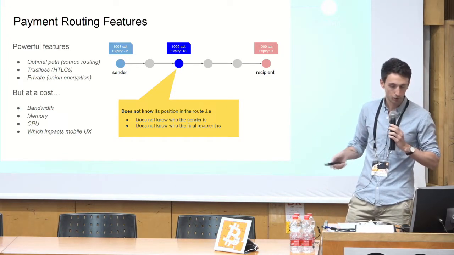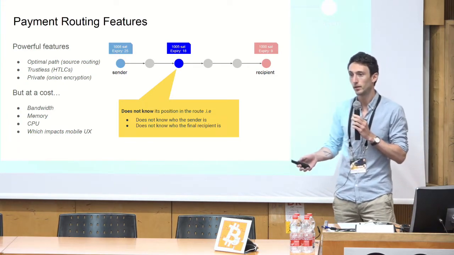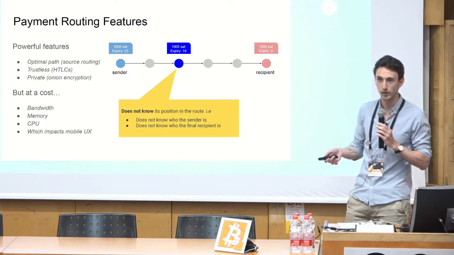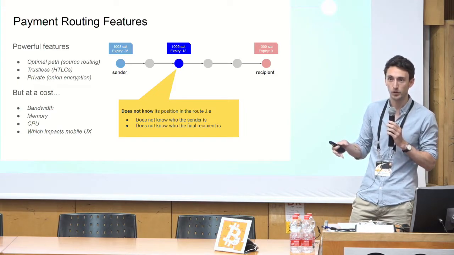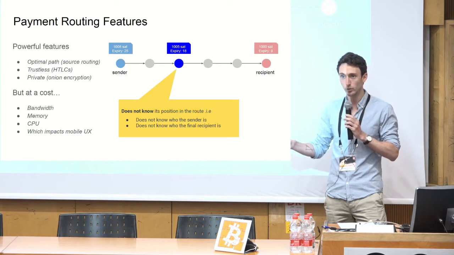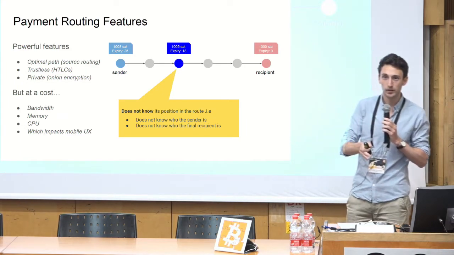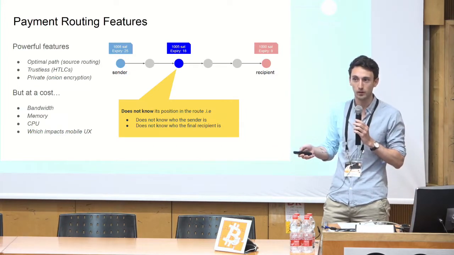And another very important feature of Lightning payments is that they are private. For that, we use onion encryption. We use a cryptographic scheme called Sphinx. That's a specific onion encryption scheme that allows us to make sure that any intermediate node in the route cannot learn where they are in the route, who the payer is, or who the recipient is. And that's a very important property for Lightning today.